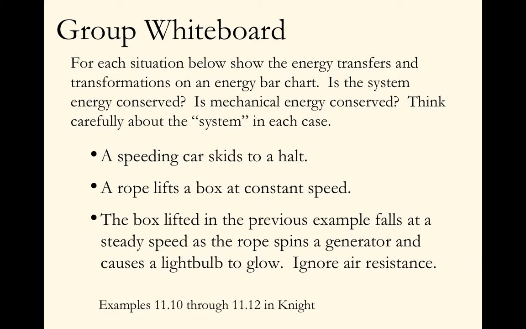So we've got three examples, and the first one is a speeding car skids to a halt. The next one is a rope lifts a box at constant speed. And the last one is the box lifted in the previous example falls at a steady speed as the rope spins a generator and causes a light bulb to glow. In this case, we'll ignore air resistance. So you might want to think about that for a minute. Just hit pause on the video and think about your answers to the questions up at the top before going on.